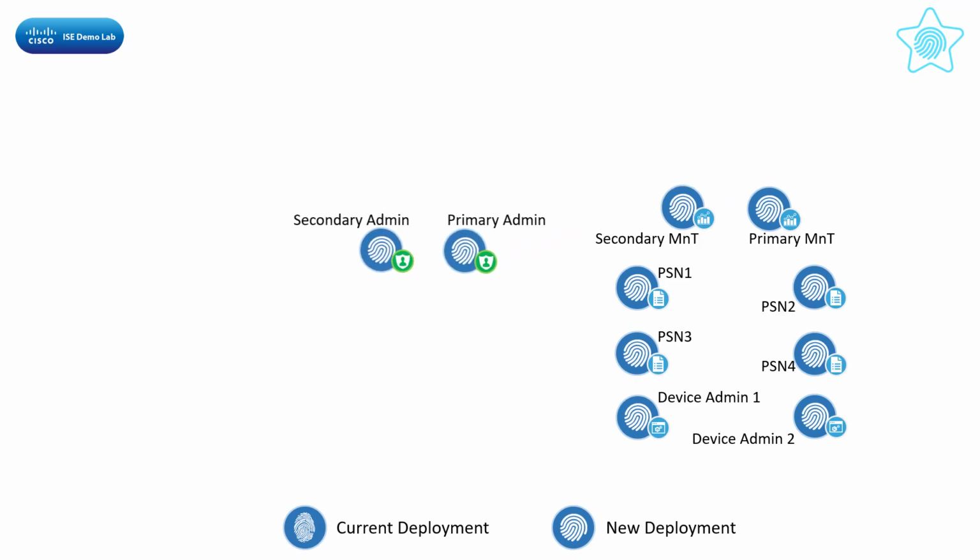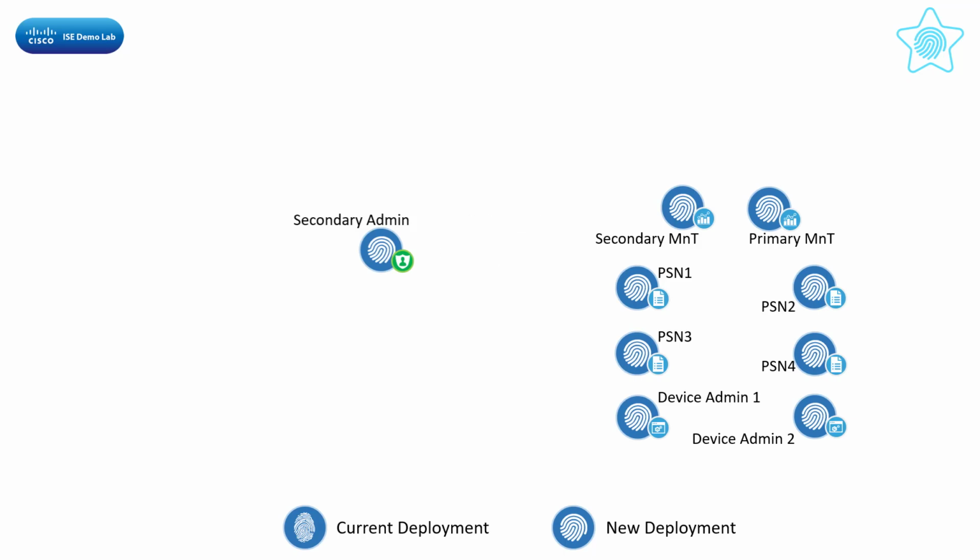To do this, shut down the primary admin node by using the following command in CLI, application stop ise. Press Enter to save the ADEOS, then press Y to continue. Once that is complete, type halt and press Enter.